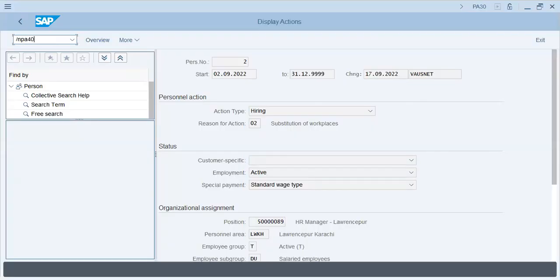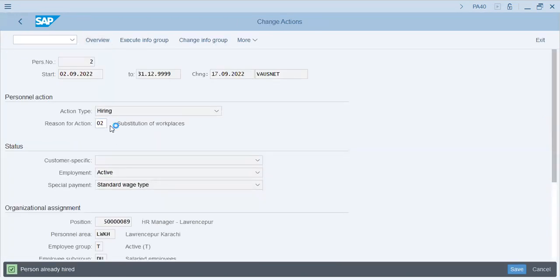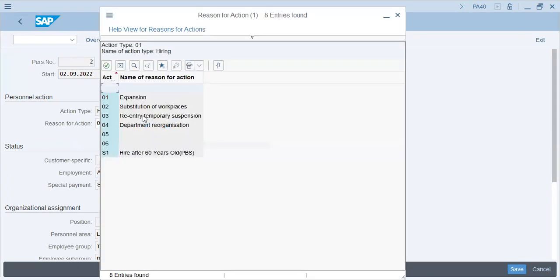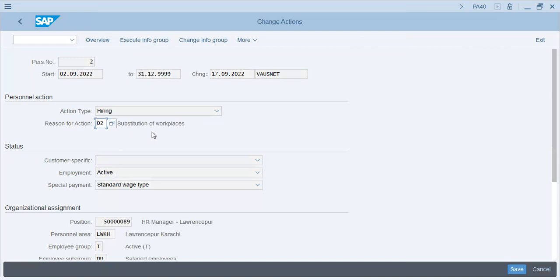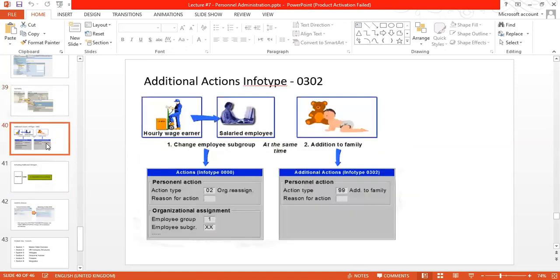Let's go to PA40. This is personnel area, which is physical. This is employee group, which is active. Employee subgroup will be contractual, salaried, wage type, wage group, working journalist, or daily wage worker. Personnel action, execute. Reason for action: person is already hired, substitution workplace, re-entry, temporary suspension. You can actually configure this. It's just that I want to show you what a personal action is. Fast entry, we can also do fast entry as well. We'll see that later when we start configuring it.